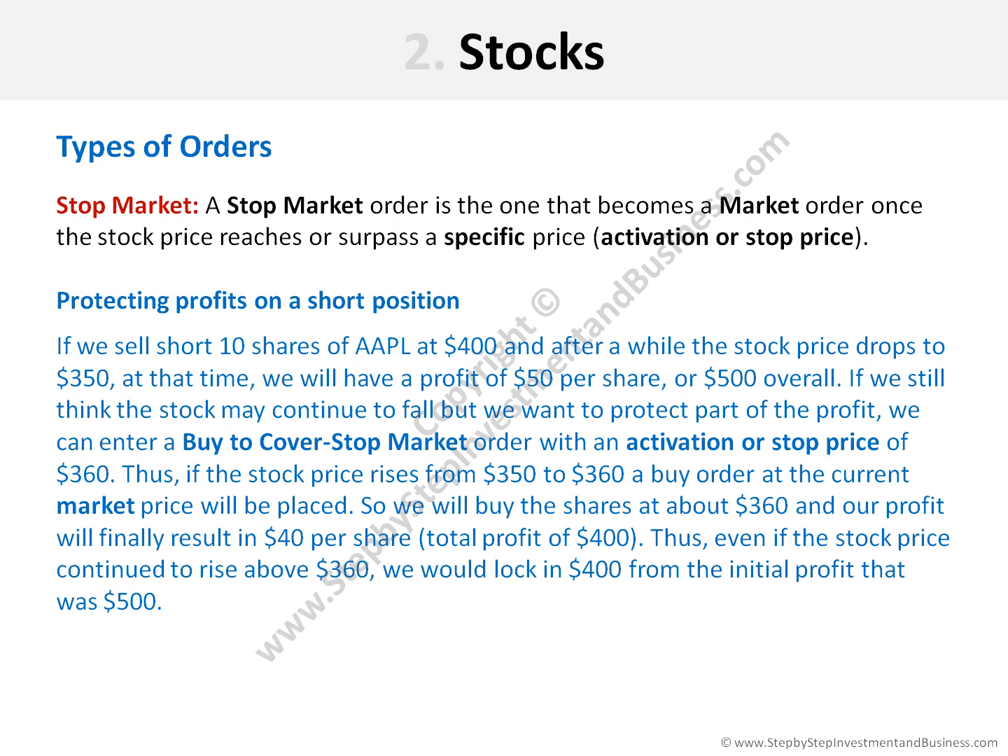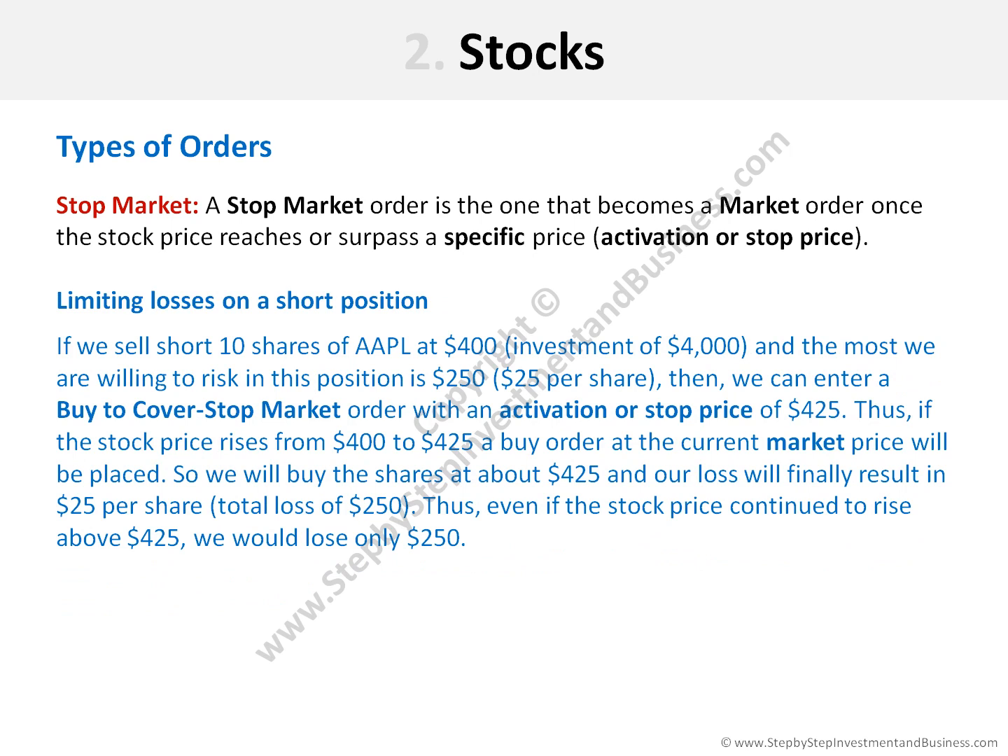Thus, if the stock price rises from $350 to $360, a buy order at the current market price will be placed. So we will buy the shares at about $360, and our profit will finally result in $40 per share. That is, a total profit of $400. Thus, even if the stock price continued to rise above $360, we would lock in $400 from the initial profit that was $500.